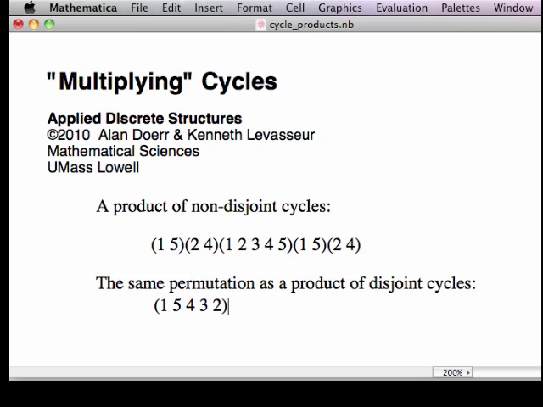If we hadn't accounted for all of the numbers 1 through 5, we'd start a new cycle and continue that way. That's it. That's how you reduce this. In this case, the product is a single cycle of length 5.